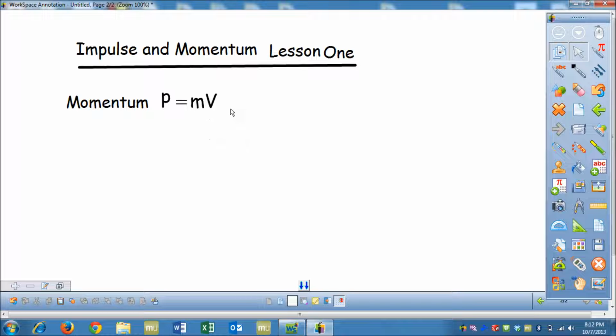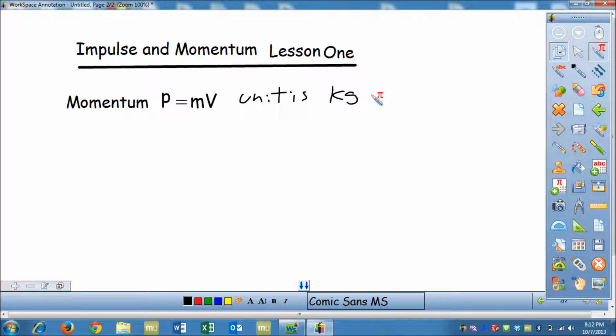And so the unit for that is going to be kilogram meters per second, right? Mass times velocity.